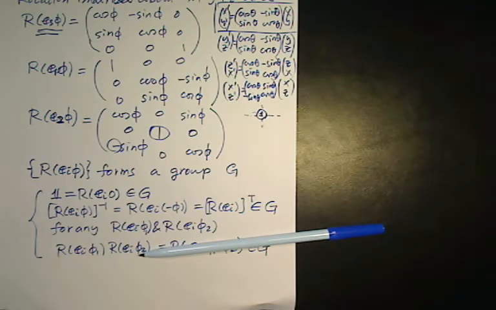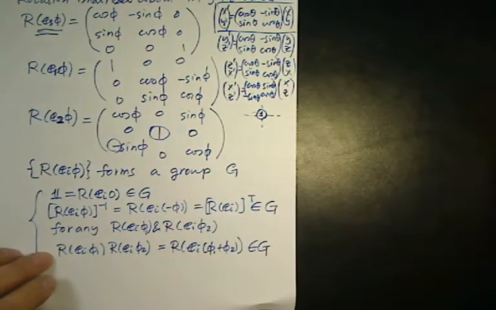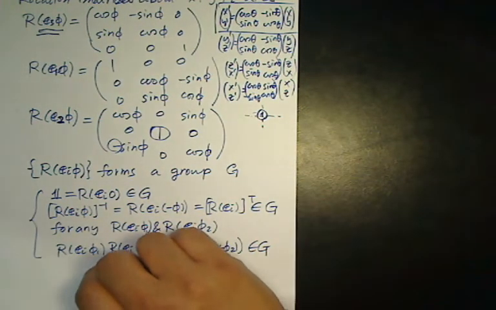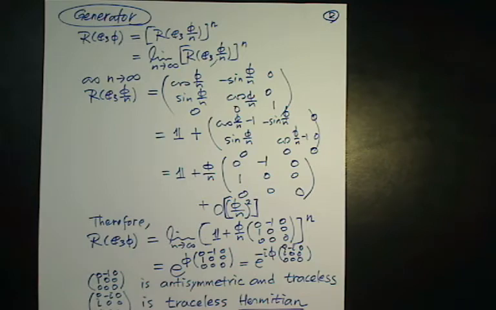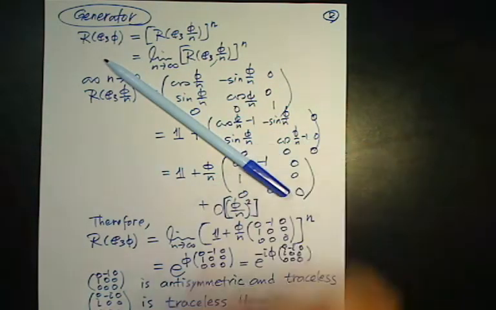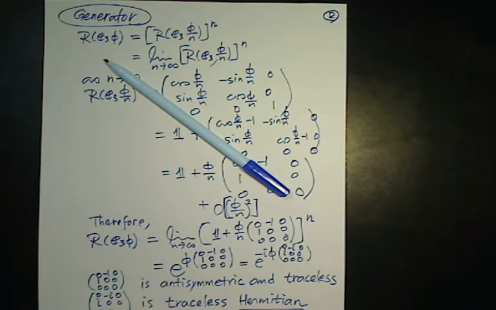But the problem is that if the axis of rotation changes, that is the non-trivial problem. However, actually they also make a group. We'll see. First, let us look at the generator. This is a finite rotation about the z-axis by a finite angle phi.